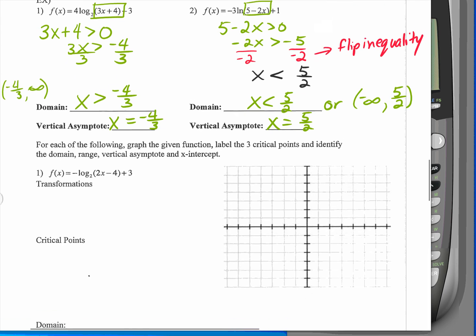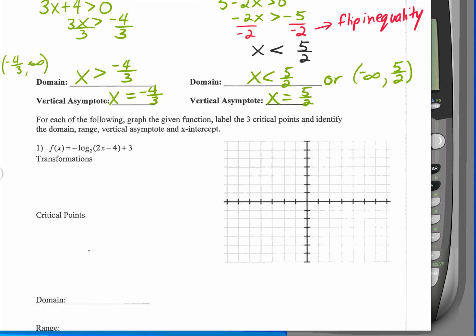All right, now for the next one, we'll talk again about the transformations. We'll use the calculator though to really help us with the graphing. One of the things that's important for the transformations is to rewrite it with the inside number factored out. So 2 times x minus 2, because that will give you the correct horizontal translation. So we have 4 transformations here. Reflect over the x-axis.